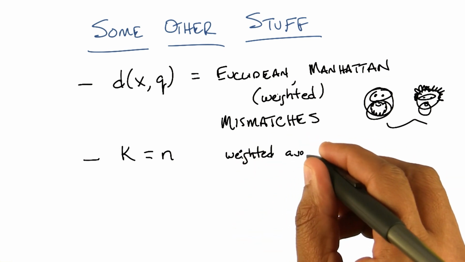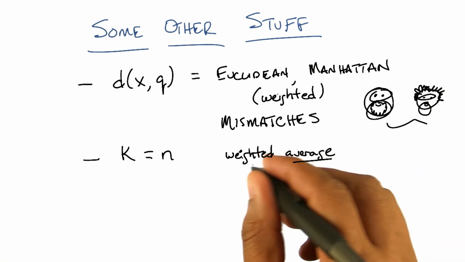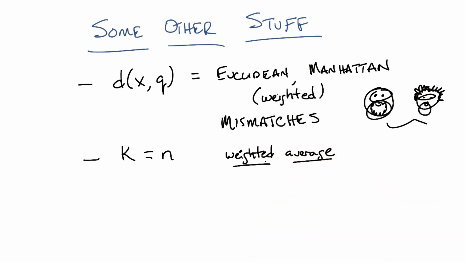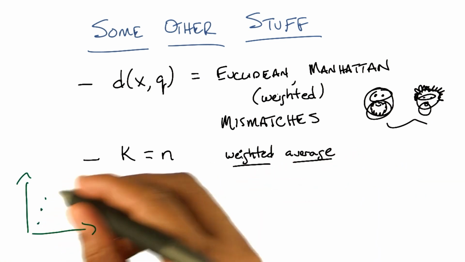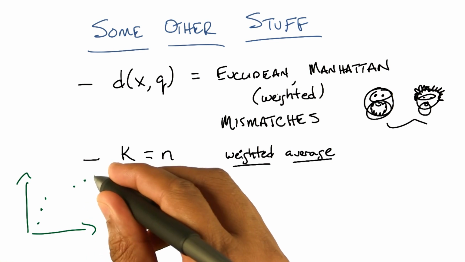A weighted average. So the points that are near the query are going to get more weight in the average. So that actually will be different. Even though k equals n, it will be different depending on where you actually put your query down. Exactly. That's exactly right.